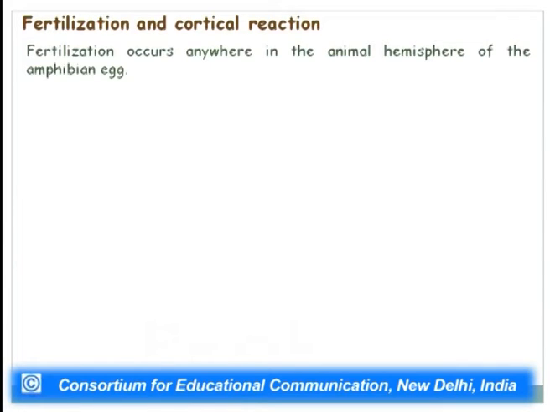So, in amphibians, fertilization occurs anywhere in the animal hemisphere of the amphibian egg. The amphibian egg is a mesolecithal, telolecithal egg. It has one area which is a little yolk free, called the animal pole or animal hemisphere, and the lower portion has a lot of yolk deposition and is called the vegetal hemisphere. We have already talked about this bipolar differentiation, so sperm can practically enter anywhere on the animal hemisphere of the mature egg.